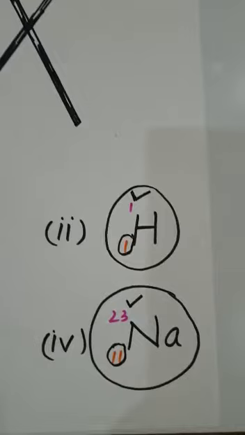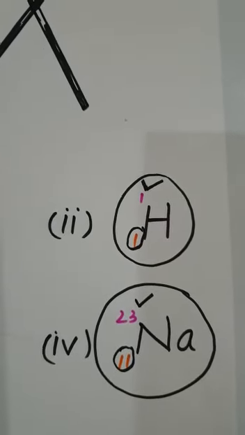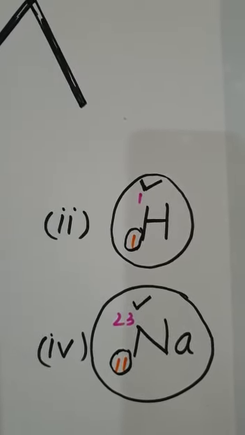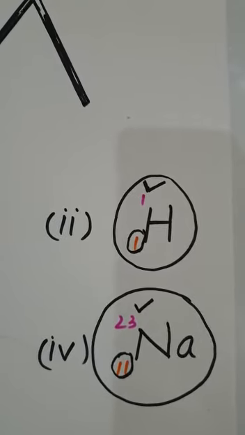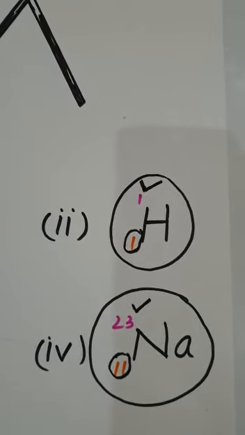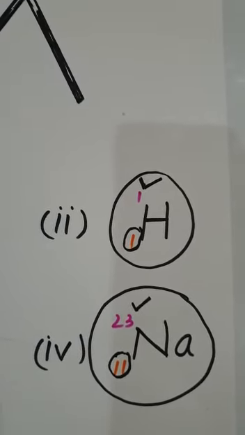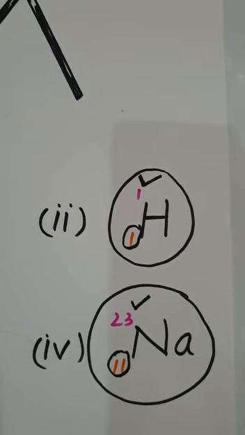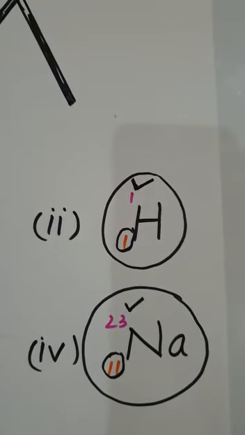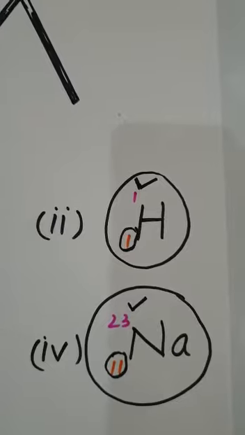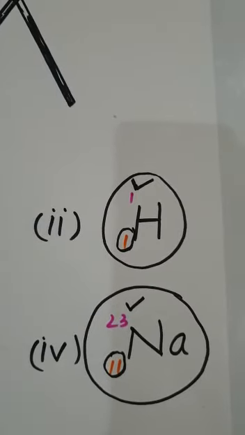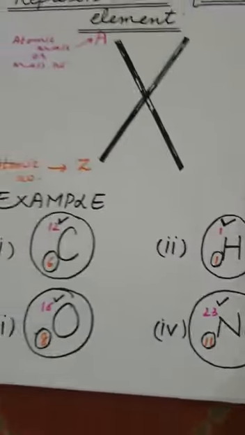Similarly, in the fourth example, we discuss how we represent sodium in chemistry. So 23 is the mass number of sodium, which is written above the symbol, and 11 is written below the symbol. That 11 is actually the atomic number of sodium.